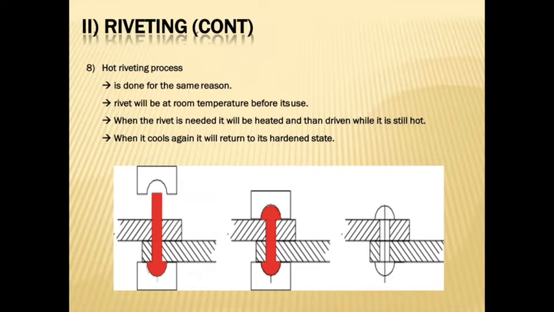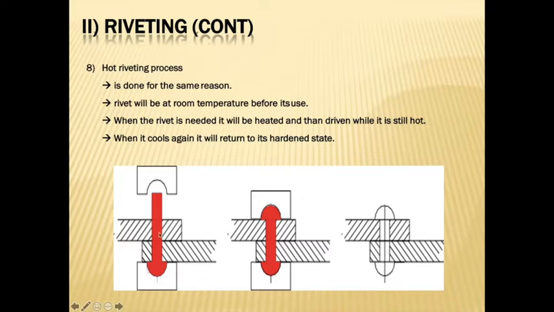Then the next one is the hot riveting process. It is done for the same reason, where we are going to connect usually two plates together. The rivet will be at room temperature before it is used, because this is considered the hot riveting process. So when the rivet is needed, it will be heated, then it is driven while it is still hot.